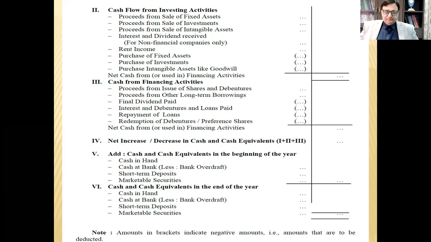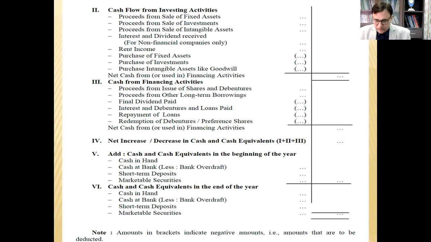And fifthly, we will add back all opening balances of cash and cash equivalents to this figure, that may be in the form of cash in hand, cash at bank, less bank overdrafts, short-term deposits, or marketable securities. And finally, we will arrive at the cash and cash equivalents at the end of the year. So it will reconcile the figures, and we will get the final figure of cash and cash equivalents at the end of the year.